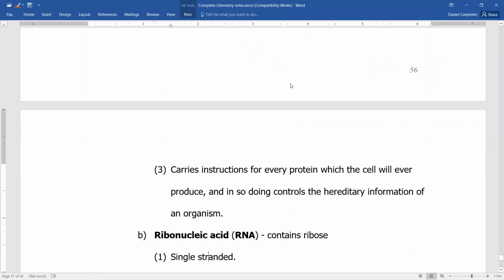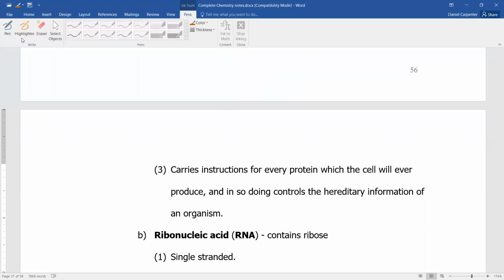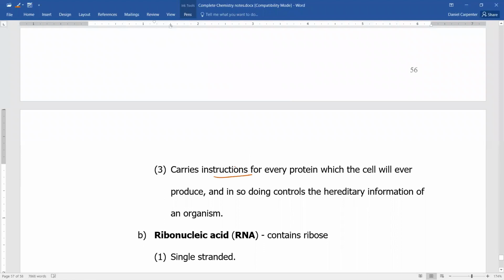Remember that DNA carries the instructions for every protein that the cell will ever be able to produce. By the way, it tells two things, these instructions. The instructions are either how to make the protein, or when. So two kinds of instructions: how to make the protein, when to make the protein.